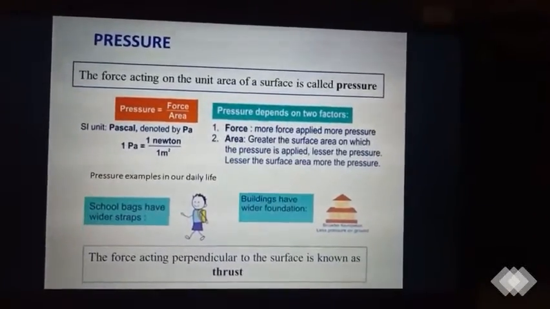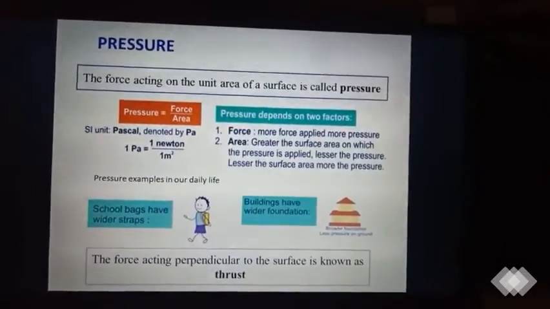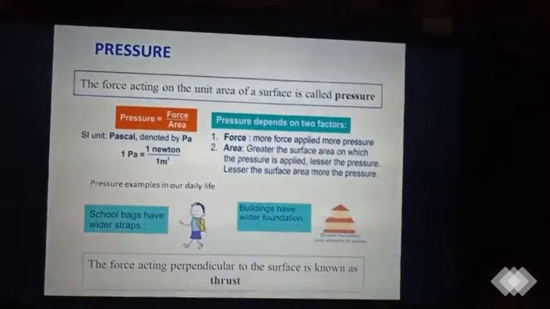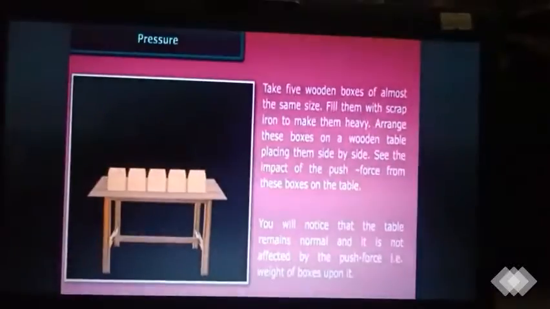And there are two examples. Also there is one more thing you learned, which is thrust. The force which is acting perpendicular to the surface is called thrust. Clear? We'll move on to the application of pressure.